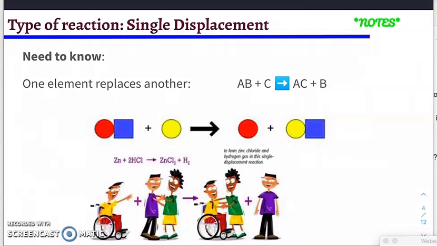Okay, single displacement. One element changes place or replaces another. So here we got a red with a blue, and then we add in a yellow. Well, now the red's alone and the yellow and the blue are together. So think of it this way. You got a 2, a 1, followed by a 2 and a 1. So if you have a group and a single element on one side and a group and a single element on the other side, that is a single displacement. And this picture kind of explains what's going on here.